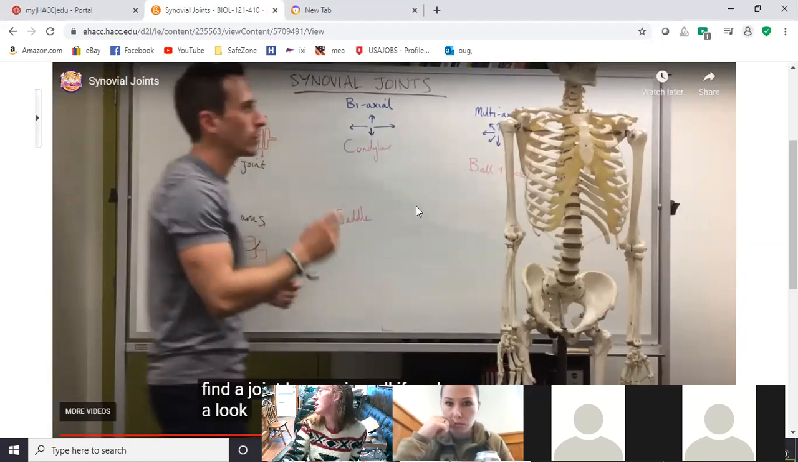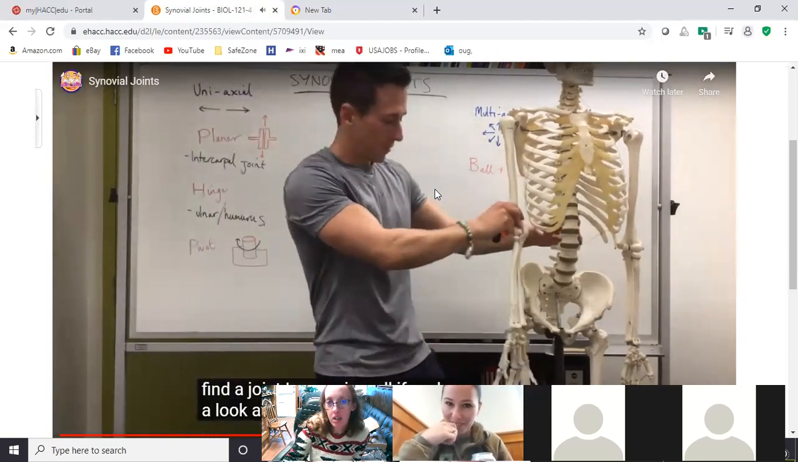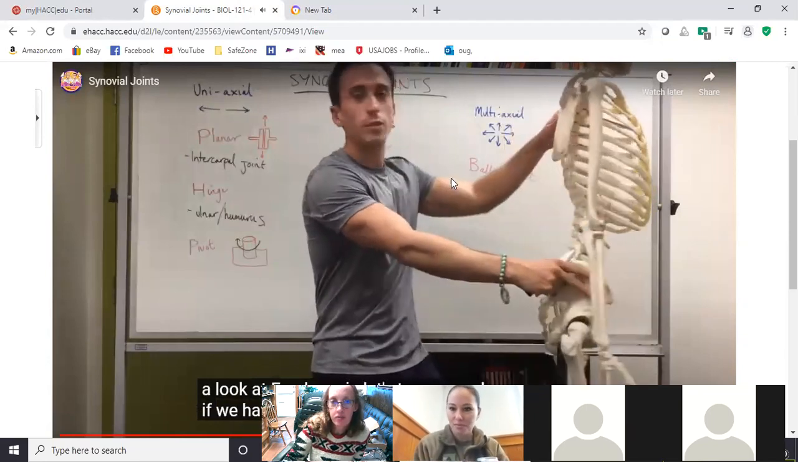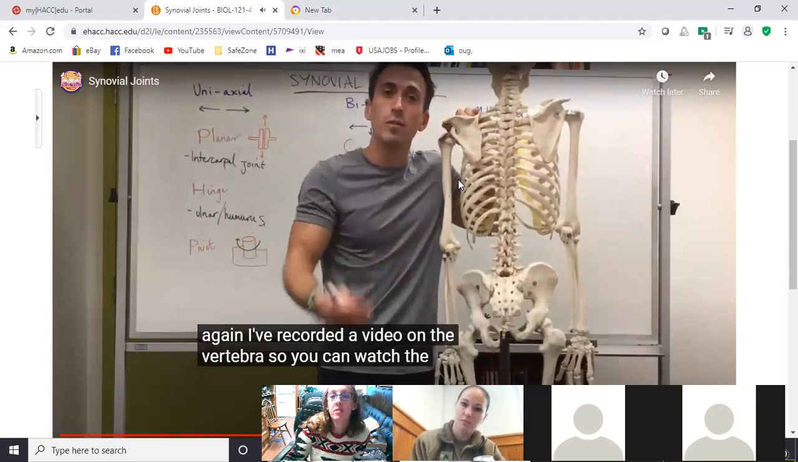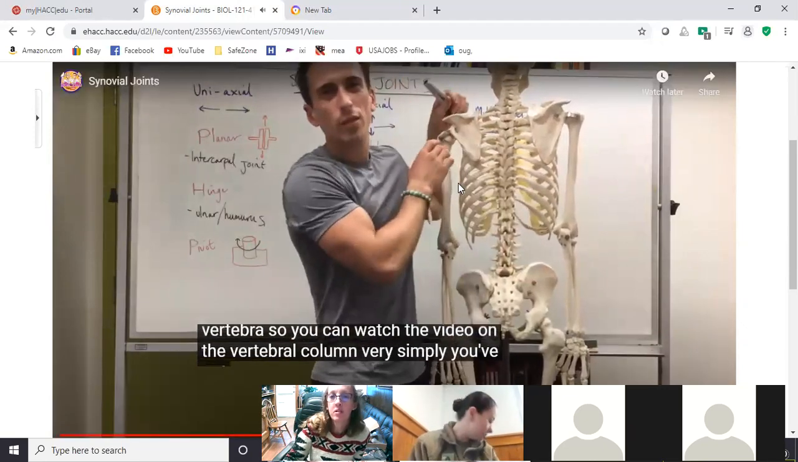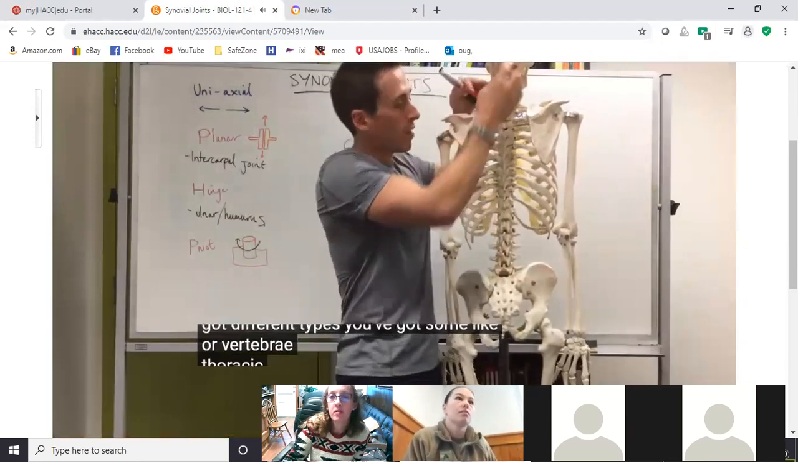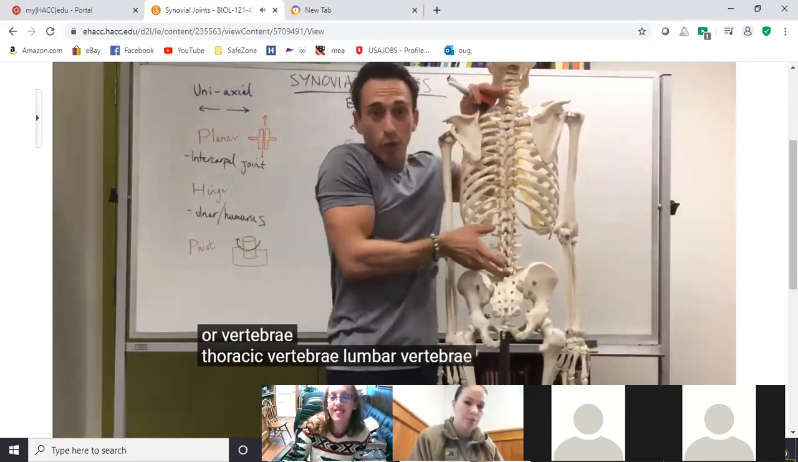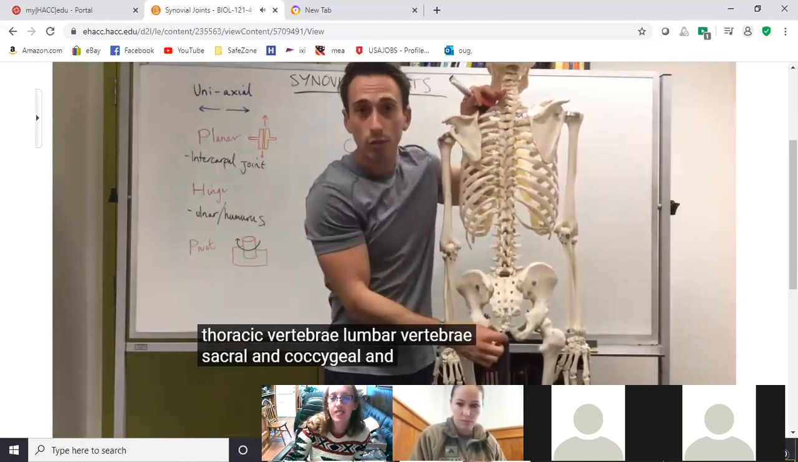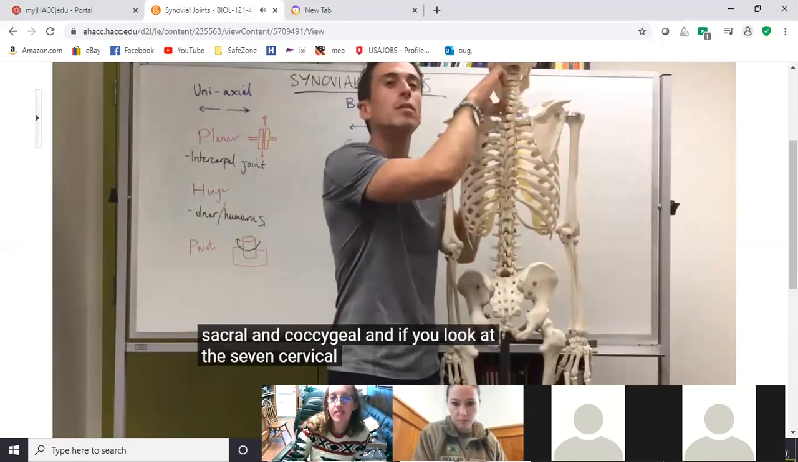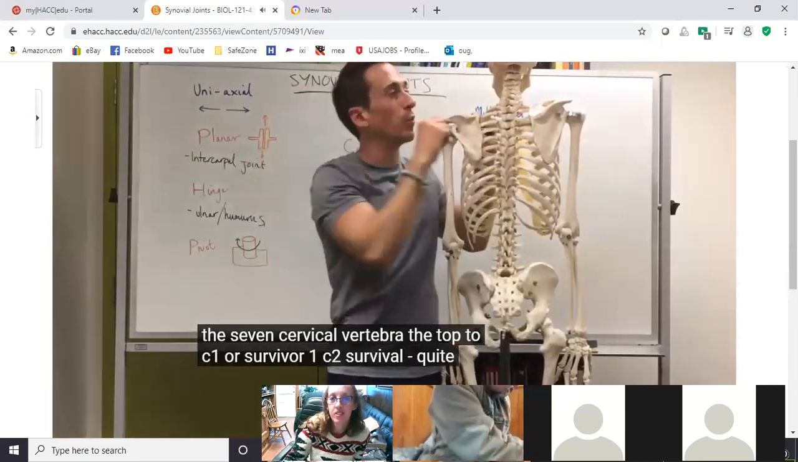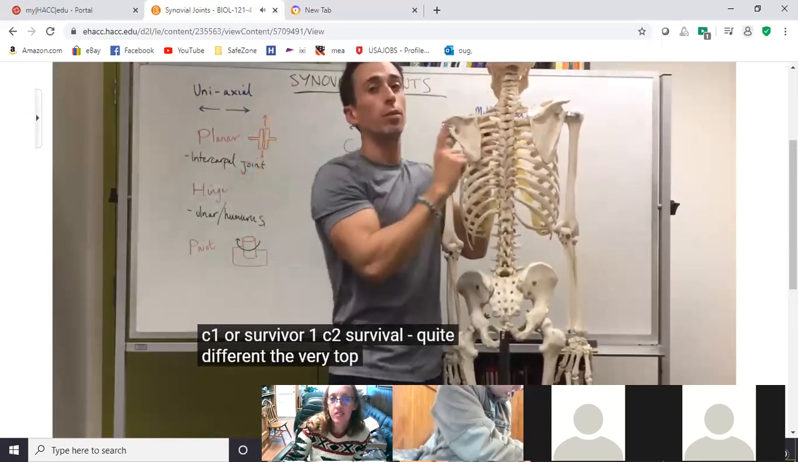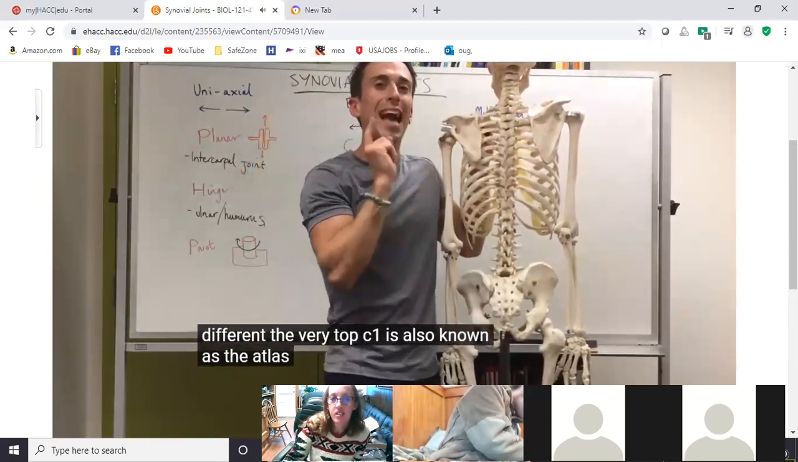Basically, look at Frankie again, let's turn around. If we have a look at his vertebrae, now, again, I've recorded a video on the vertebrae, so you can watch the video on the vertebral column. Very simply, you've got different types. So that's cervical vertebrae, thoracic vertebrae, lumbar vertebrae, sacral, and coccygeal. And if you look at the 7 cervical vertebrae, the top 2, C1 or cervical 1, C2 cervical 2, are quite different. The very top, C1, is also known as the atlas.